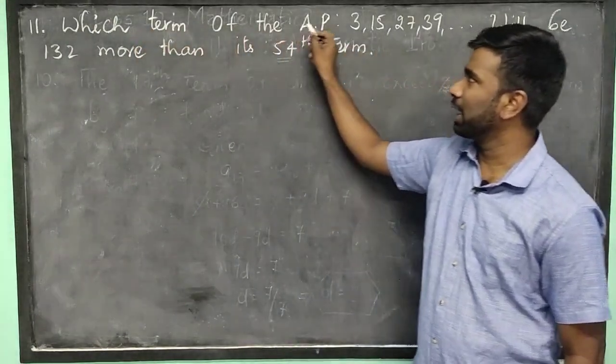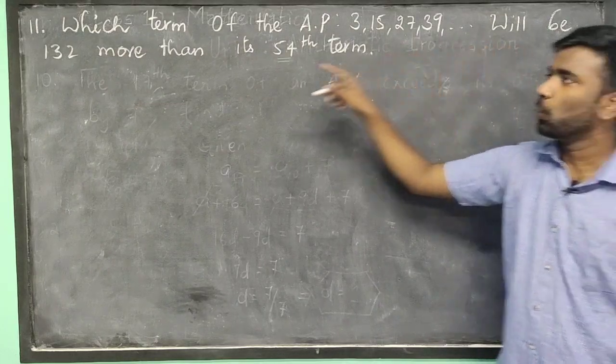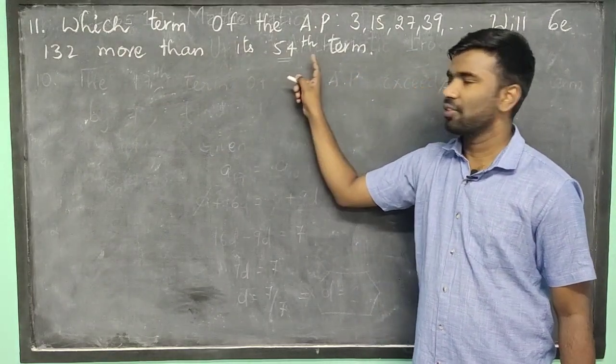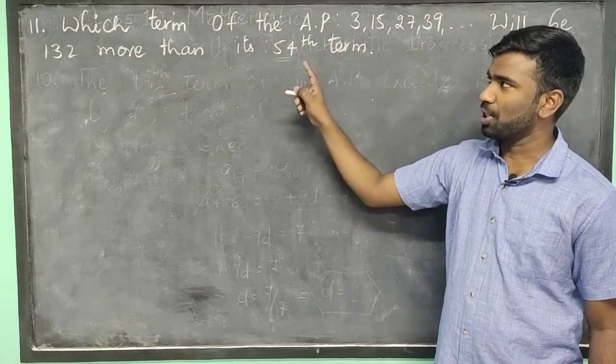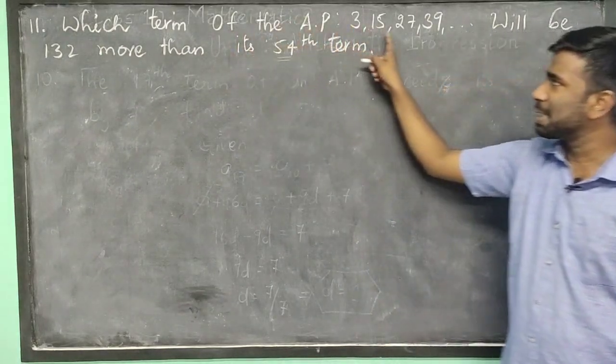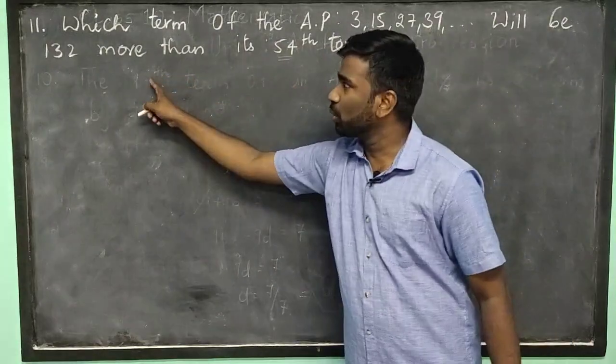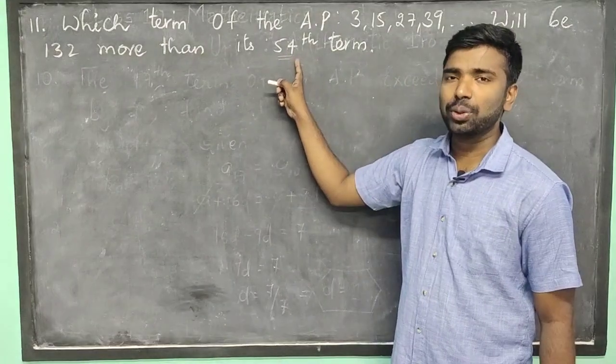Students, now moving to question number 11. Which term of the AP 3, 15, 27, 39 will be 132 more than its 54th term? The question says that we should find out the value of n of this AP such that it will be 132 more than its 54th term.